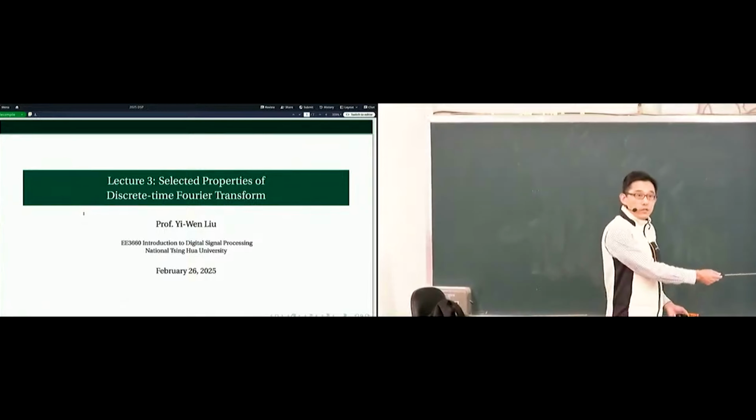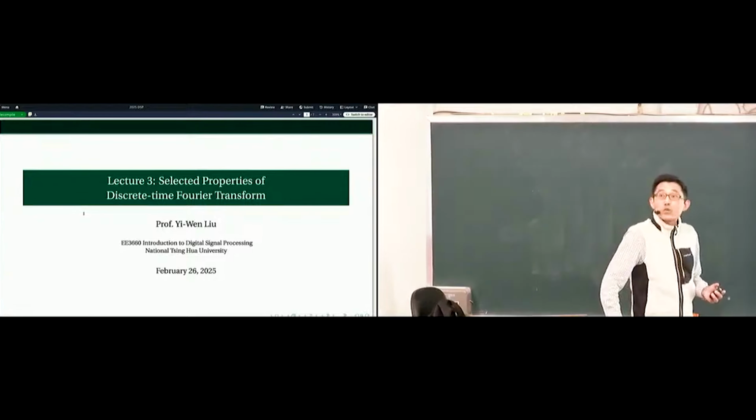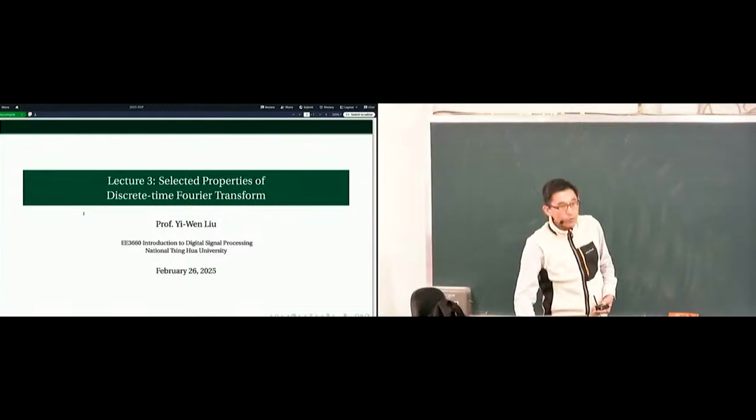One reason I mentioned this is that the next lecture is going to be about some selected properties. I'm going to choose a few properties of the DTFT, the discrete-time Fourier transform. Later you will see that I'm choosing some properties to report to you, those that I found quite useful and often used in DSP. So that's why I choose to show you a few properties.